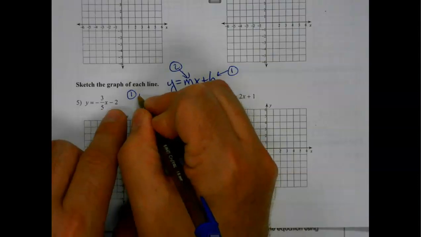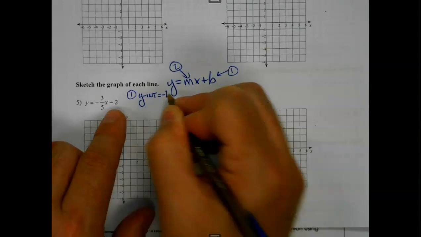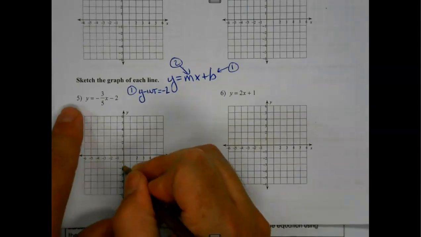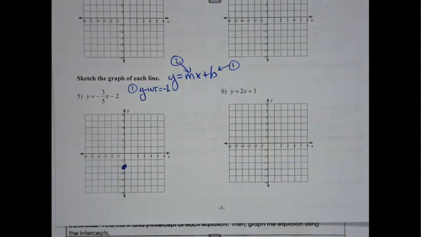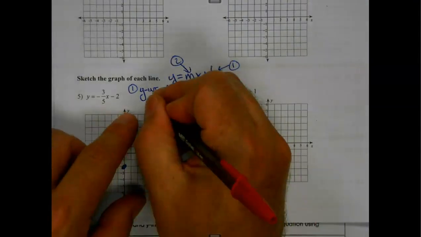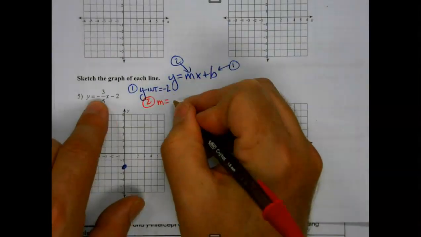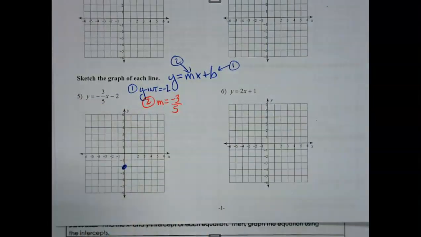But here, my y-intercept is at -2. It's the number on the end hanging out on its own. So that first dot's always going to be somewhere here on the y-axis. Now the slope is where it gets more interesting. That negative only goes on one of the 2 numbers, not both. It doesn't matter which number you put it on.